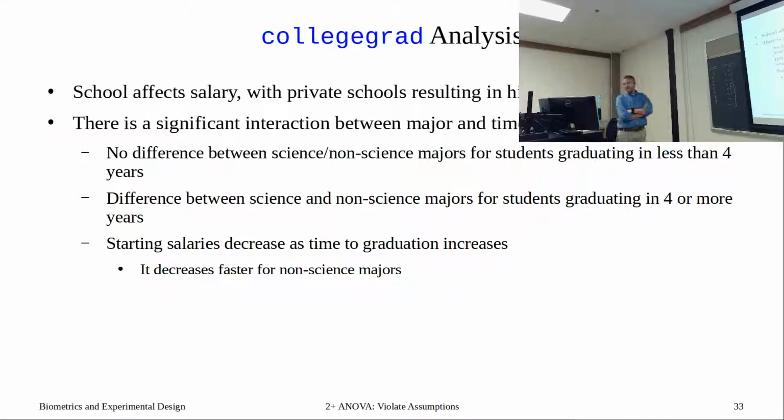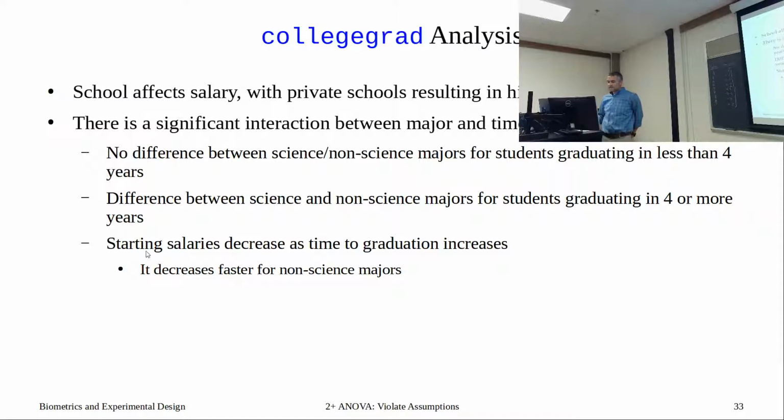Once you have that, you can just go ahead and do your Tukey's if we have 3 or more levels, or in this case, 2 levels, you just look at the averages. And we also saw the significant interaction between major and time of graduation. As we just said, no difference between science and non-science majors if you graduated in less than 4 years. But there is a difference between your major if you took 4 or more years to graduate.